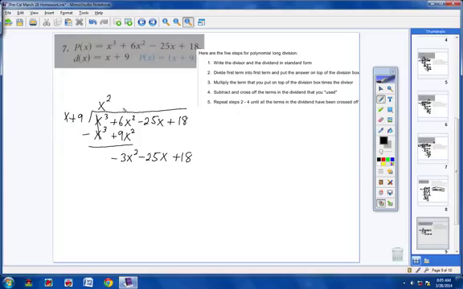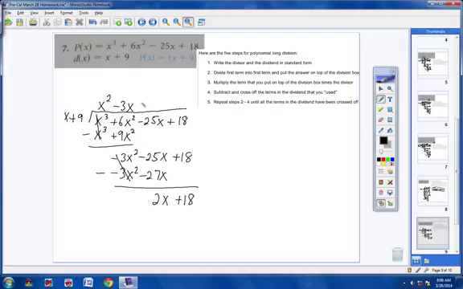X goes into negative 3x squared, negative 3x times. Do your multiplication. You will get negative 3x squared minus 27x. All right? We're going to subtract. Negative 3 minus a negative 3 cancels. Negative 25 minus a negative 27, that's a positive 27. So you would get 2x plus 18.